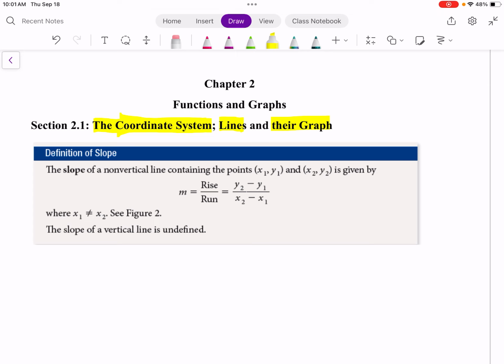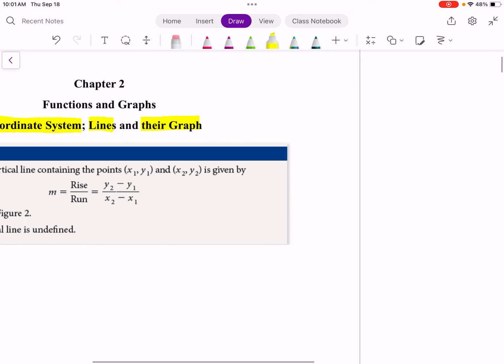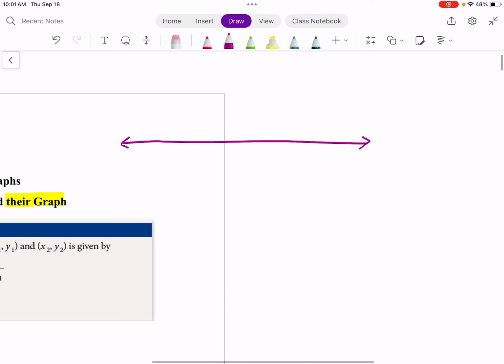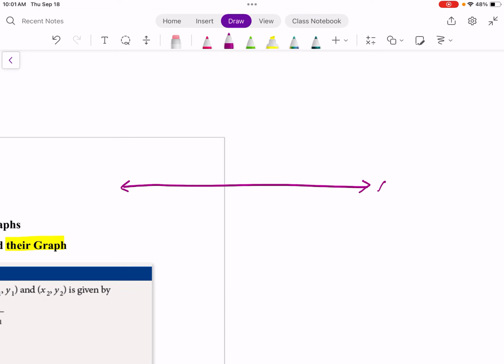And you all have seen the Cartesian coordinate system, and that Cartesian coordinate system has a horizontal line. What do we call that horizontal line? X-axis. We call it x-axis. And this Cartesian coordinate system has a vertical line. And what do we call this vertical line? Y-axis. We call it y-axis.